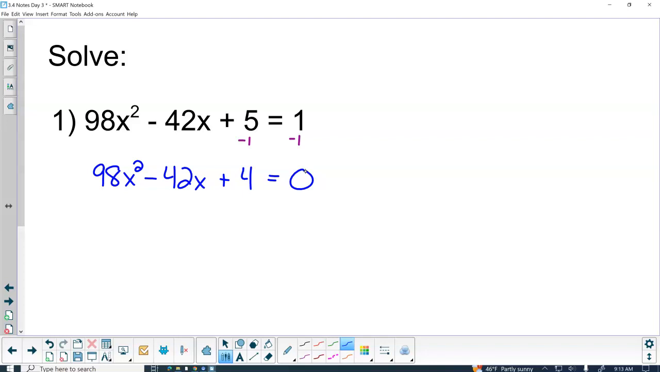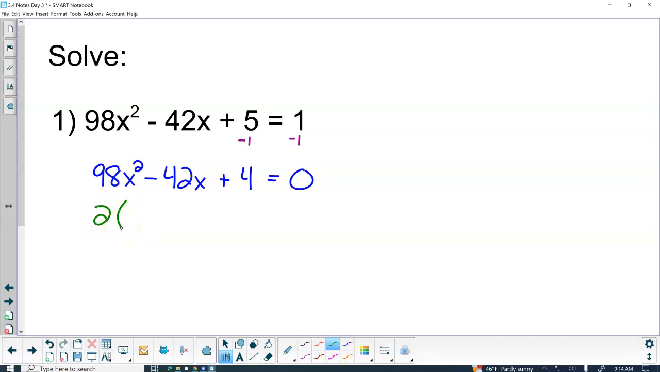Is there a common factor? 2. 2? 2, yes, because they're all even for sure. Is 4 one? That's a great question. No, 4 wouldn't be, because of negative 42x. And 4 doesn't go into 42. Yep. 4 doesn't go into 98 either. So not 4, but 2. Okay? All right? Any x's that we can pull out too? Nope. Okay. So we just have 2.